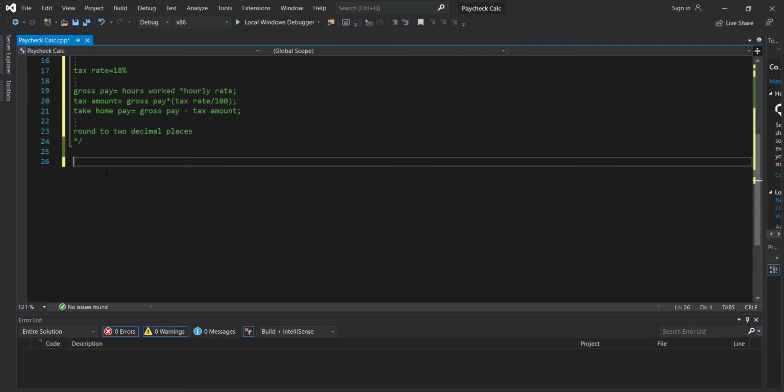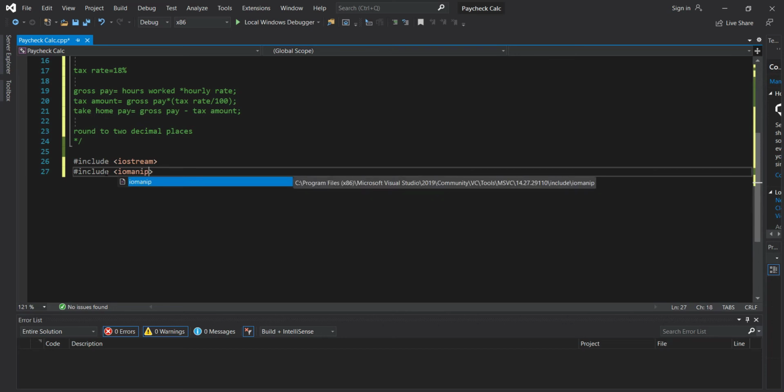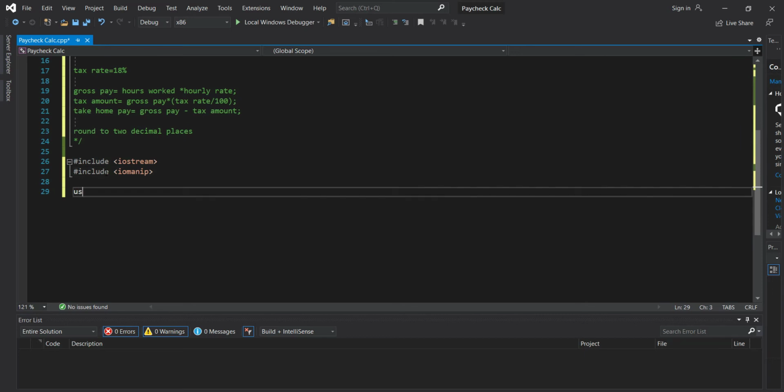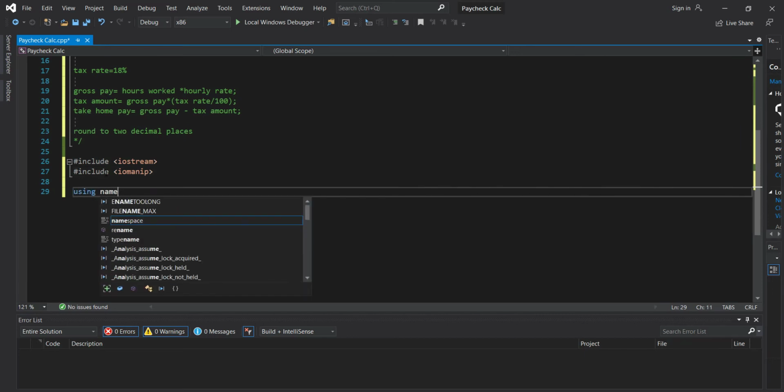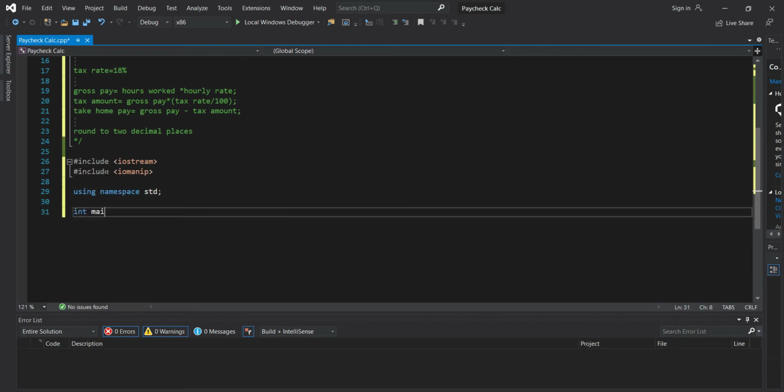So what we are going to do is include our iostream. Then we're going to include our iomanip. And if you guys remember, this directive is specifically so we can set our precision to round to two decimal places. Then we're going to do our using namespace std. Our main function is going to be declared here.